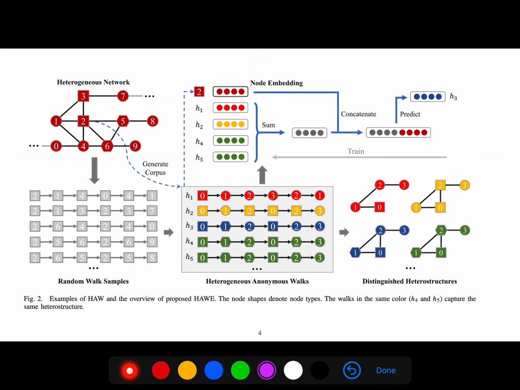So you see examples of HAW and an overview of the proposed HAWE. The node shapes denote node types. The walks in the same color capture the same heterostructure. And so we find the distinguished heterostructures. For example, a type of this is connected to a type of this square.